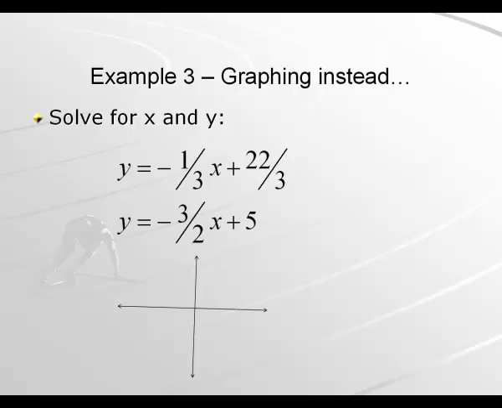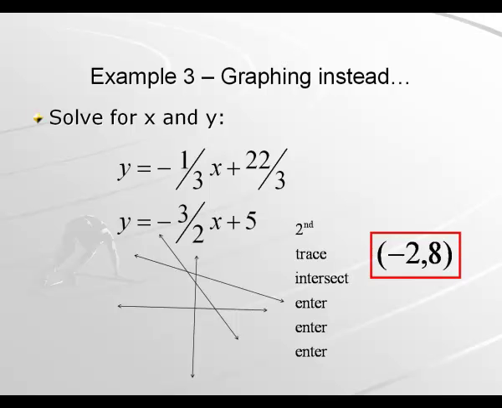Both of my equations for this example are set equal to y equals, and therefore I can go ahead and graph my first equation in my calculator as y1. I can graph the second equation in my calculator as y2, and then I'm going to get a picture of two lines that intersect. If you go to second trace intersect and hit enter, enter, enter, you'll find that those lines intersect at negative 2, 8, and for this kind of problem, where the equations are already set equal to y, it's much faster to do it as graphing instead.